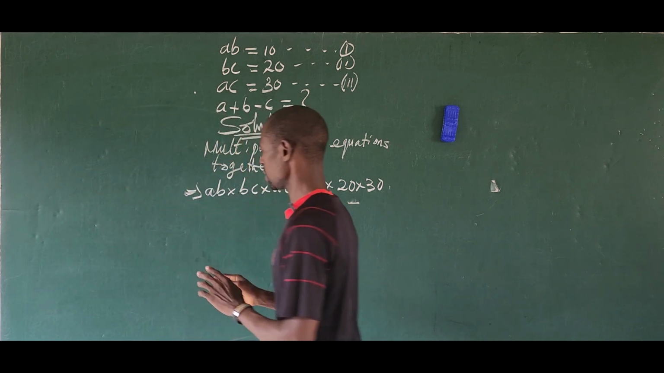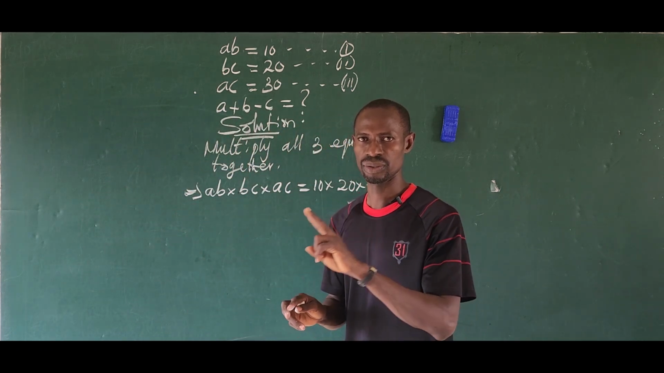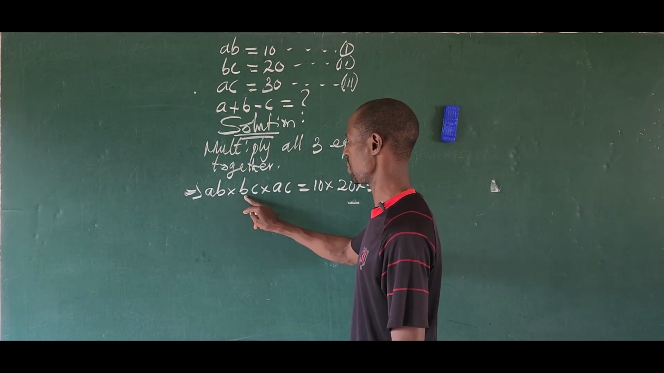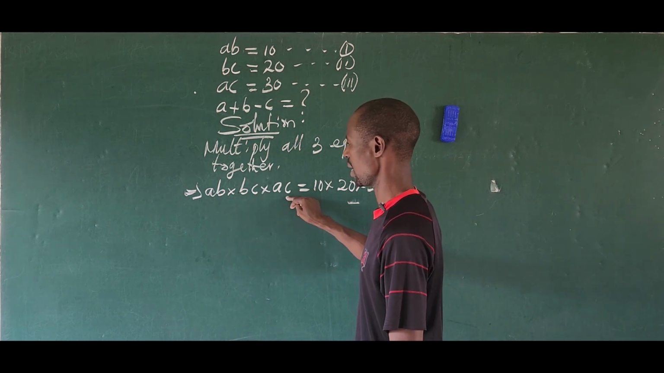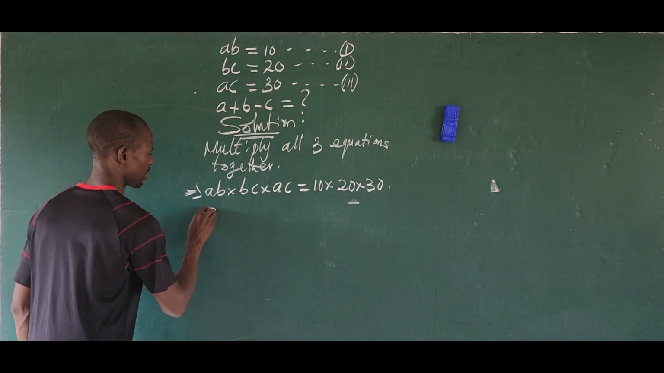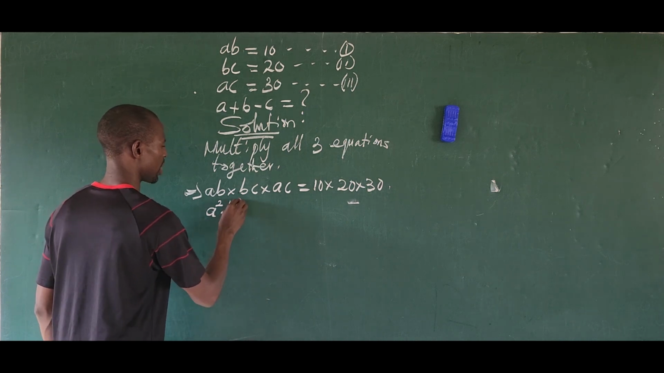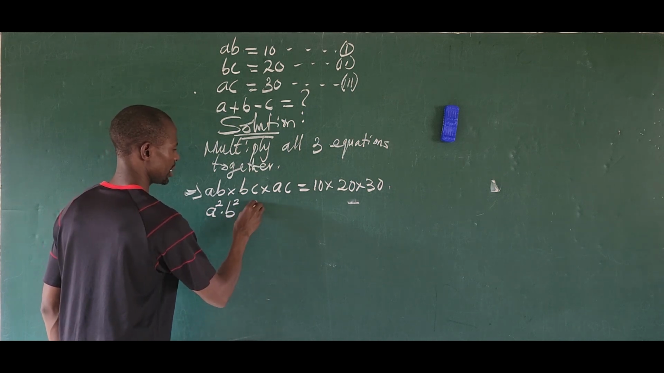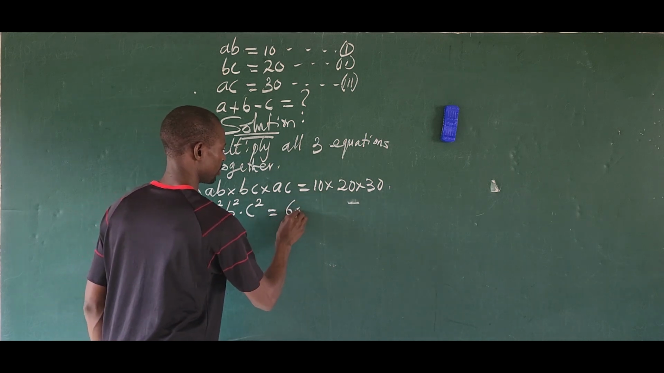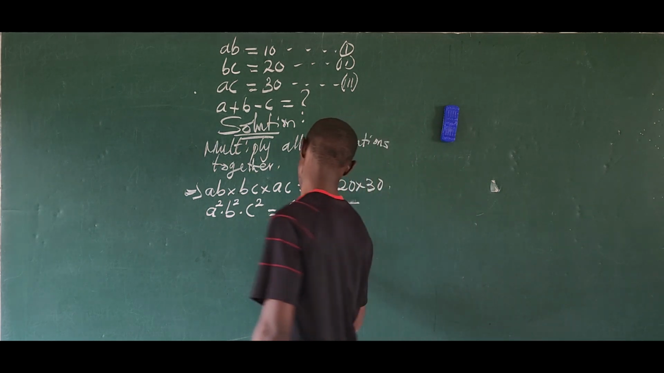Now you discover we have the letters on the left-hand side each appearing twice. We have A here and A here, B and B here, C and C here, and they are all multiplied together. So this is going to give us A to the power of 2 times B to the power of 2 times C to the power of 2, equal to, if we multiply everything together, 600. Oh, no, 6,000 rather.